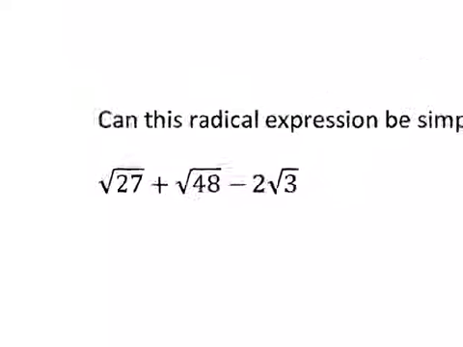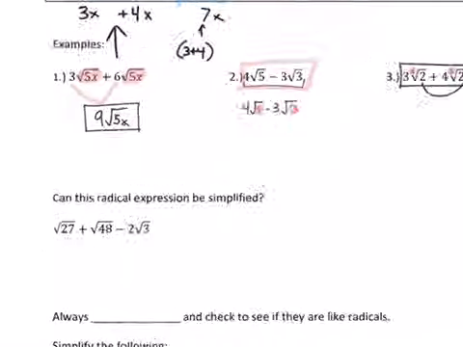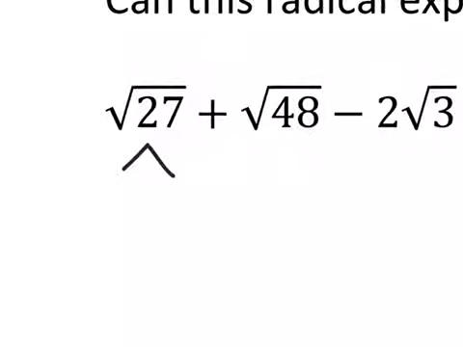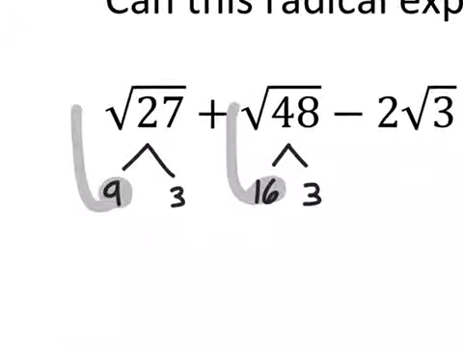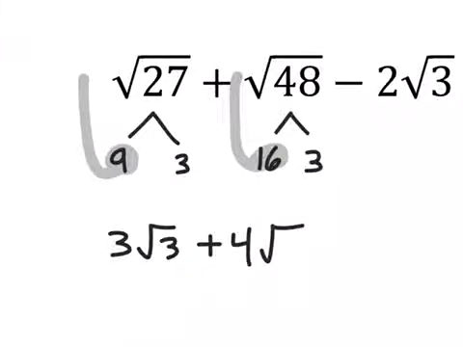Now, on these previous examples that we just looked at, I made sure that they were all fully simplified before we even jumped in, but we're now moving on to the next type. So for this one, I'd be able to think of this in terms of perfect squares. So the square root of 27, we could have 9 times 3. Within 48, we could have 16 times 3. And then when we go in and take the square root of the 9, the square root of the 16, what we'll end up with here is a 3 square root of 3 plus a 4 square root of 3, and then subtract a square root of 3.